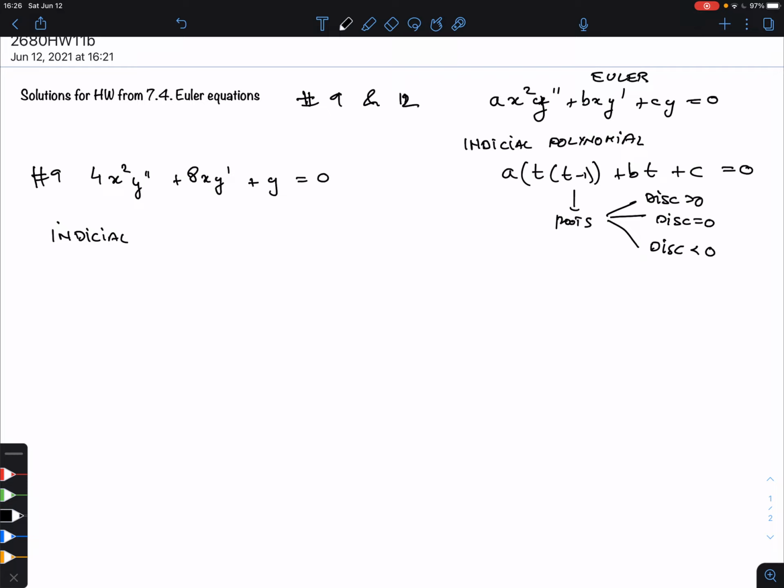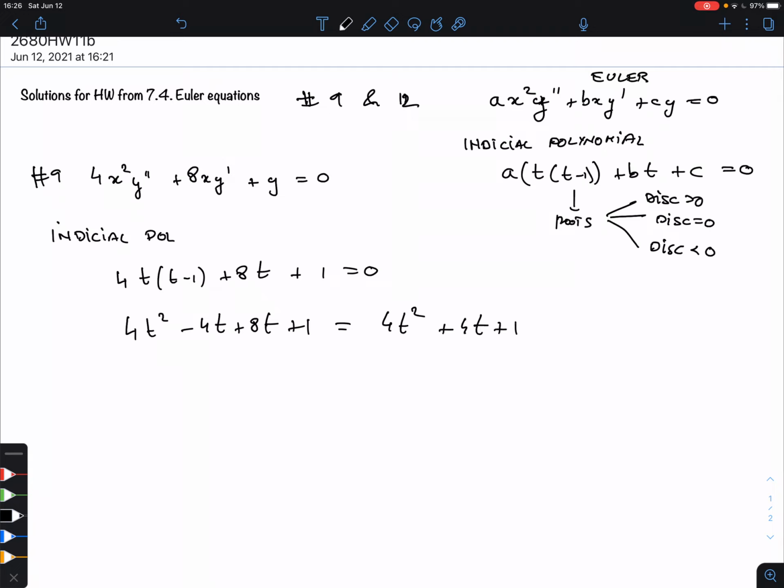So the initial polynomial is 4t times t minus 1 plus 8t plus 1 equals 0. Now we expand this as 4t squared minus 4t plus 8t plus 1. That is 4t squared plus 4t plus 1. Now you can try to find the factorization using the AC method. But if you remember double products, this is a double product, right? Remember, a plus b squared is a squared plus 2ab plus b squared. The double product formula, and this is exactly what we get here.